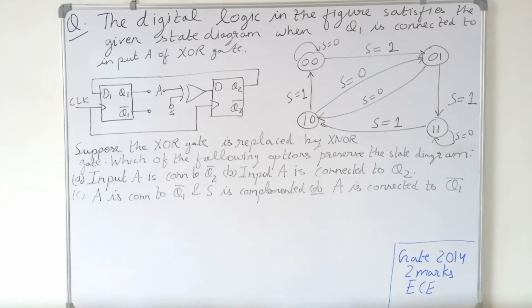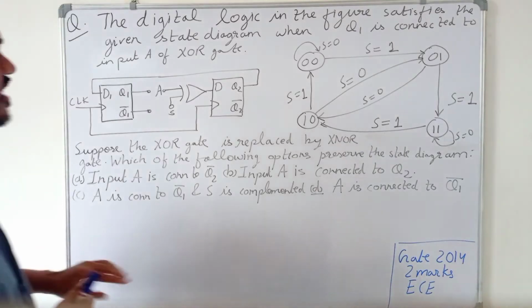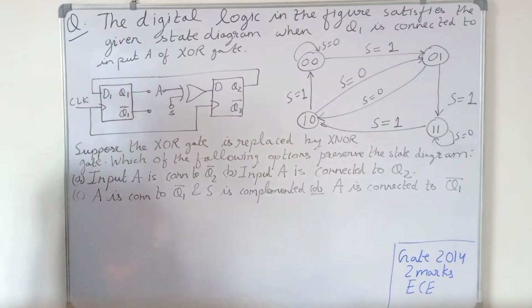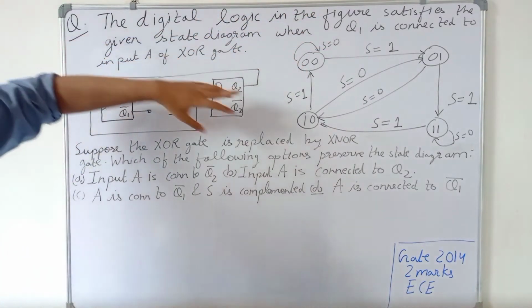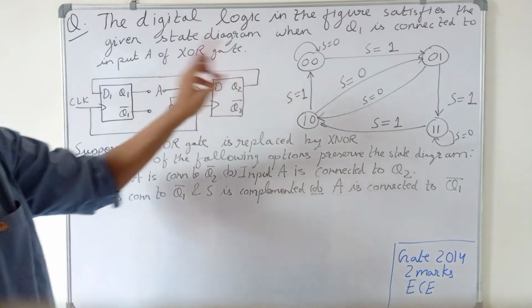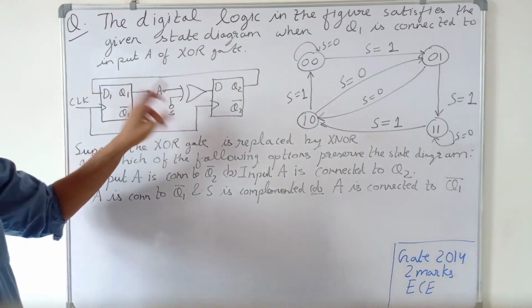We are solving a question from GATE 2014. This is from the electronics branch, from the subject digital electronics, from the topic sequential circuits. We are given a digital logic in the figure and it says that it satisfies this state diagram when Q1 is connected to input A of the XOR gate.